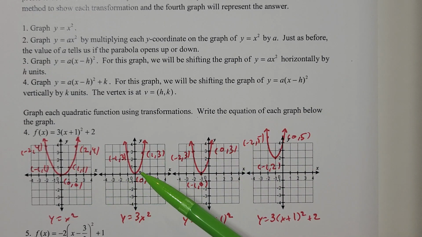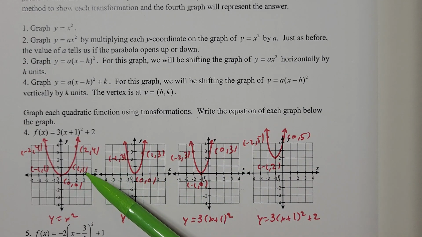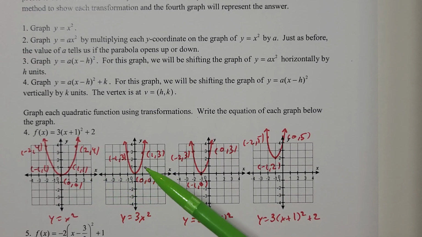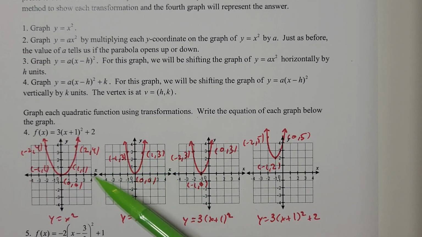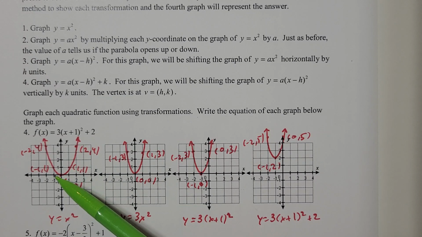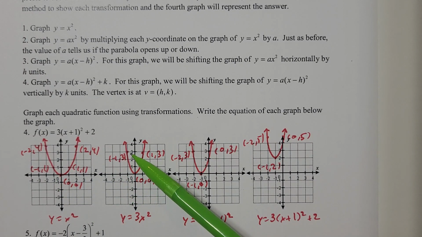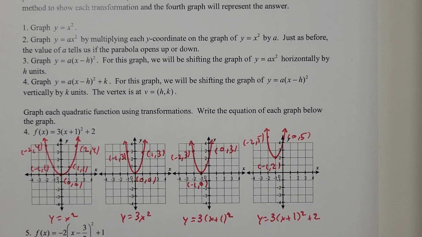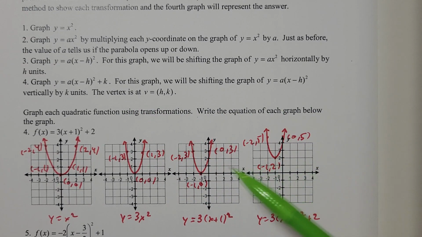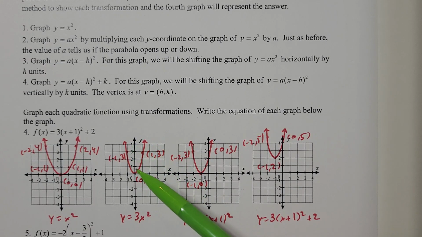Okay, so let's do that. 0, 0 is going to stay at 0, 0. 1, 1, when you multiply the y value by 3, that'll put you at 1, 3. Negative 1, 1, when you multiply the y value by 3, that'll put you at negative 1, 3. 2, 4, when you multiply the y value by 3, that'll put you at 2, 12. And negative 2, 4, when you multiply the y value by 3, that'll put you at negative 2, 12. Both of those points are off the scale that I've got here. That's fine. That sometimes happens. We'll stick with these 3 labeled points the rest of the way.